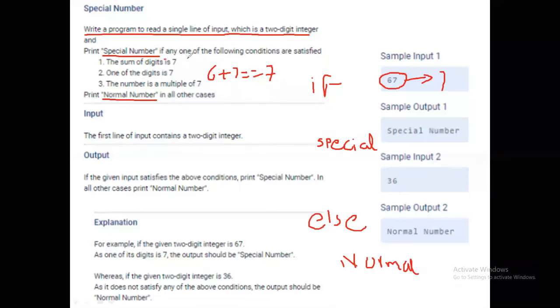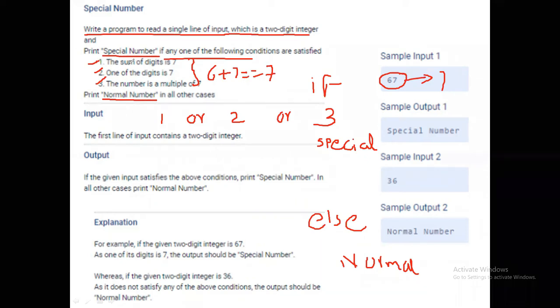If any one of the following conditions, that means here three conditions: 1, 2, 3. They specify that if any one of the following conditions is true, so any one means when you are combining these expressions, you are going to use OR. Okay, now coming to the first condition.